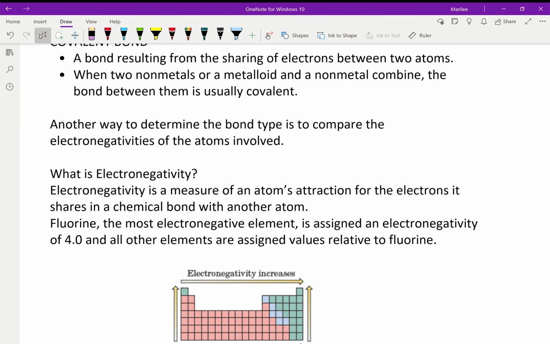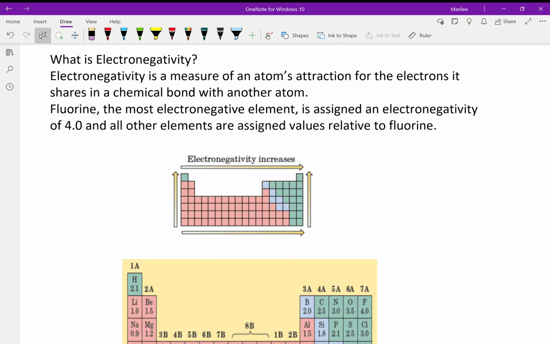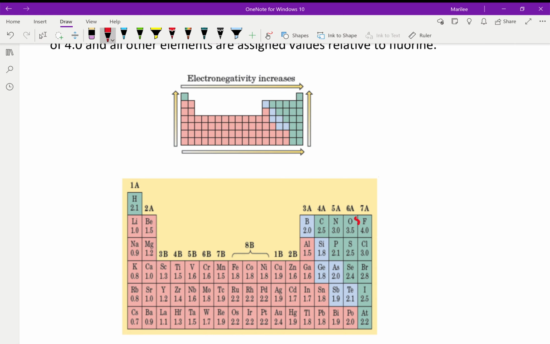Another way to determine the bond type is to compare the electronegativities of the atoms involved. So what actually is electronegativity? That is the measure of an atom's attraction for the electrons it shares in a chemical bond with another atom. So if we look here, electronegativity increases as you move to the right and as you move up on the periodic table. So fluorine here has the highest electronegativity of 4.0.